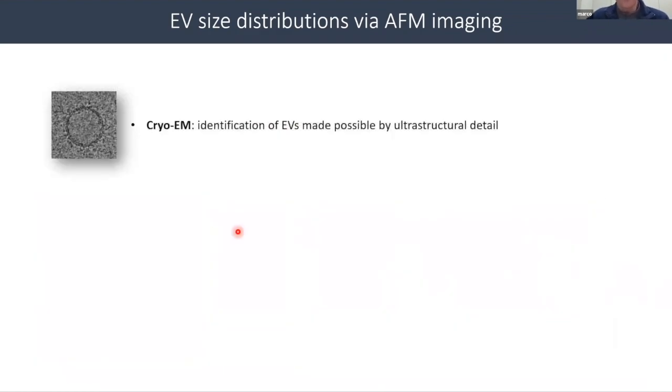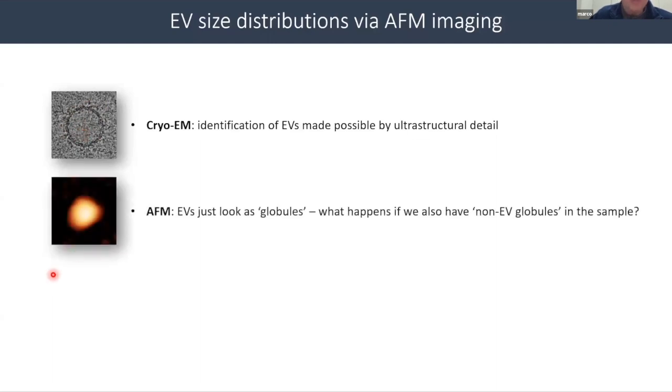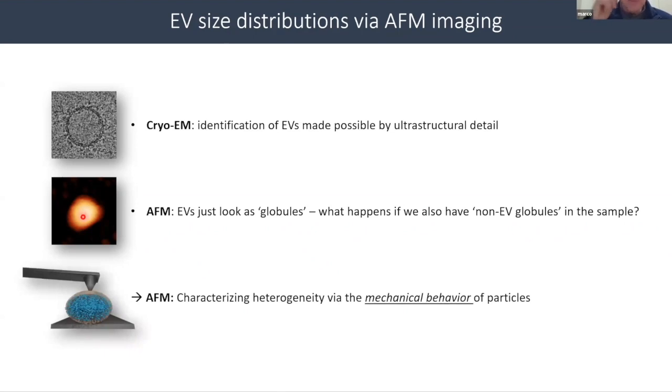So there's a potential problem, however, as I told you, with cryo-EM, you have such an ultrastructural richness in your images that you cannot mistake an intact vesicle for something else. In AFM instead, typically, in your everyday experiment, you don't have sufficient resolution to really tell this is definitely an EV. It's just a blob, a globule, and we could mistake this for something else. But we have one trick left up our sleeve.